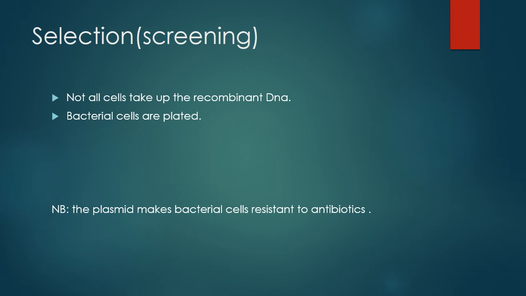So the bacterial cells are plated, and when they are plated, they are treated with antibiotics. One thing we are to note is that these plasmid vectors make the bacterial cells resistant to antibiotics. Now, the main function of antibiotics is to inhibit the growth of bacteria, but because these plasmid vectors that we introduced into the bacterial cells make them resistant to antibiotics, when we apply antibiotics to the bacterial cells, the ones which took up the recombinant DNA are going to survive and are not going to be affected by the antibiotics.